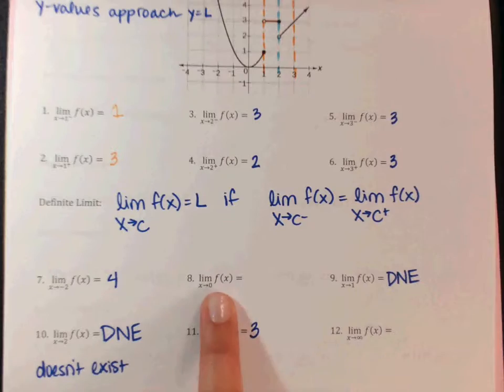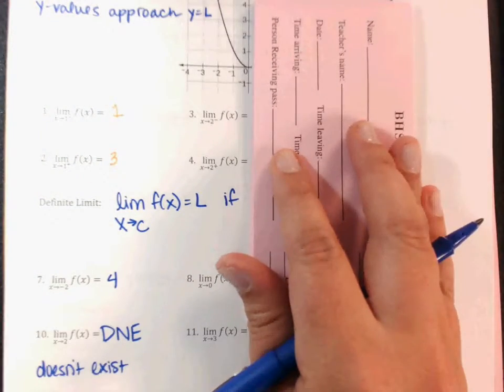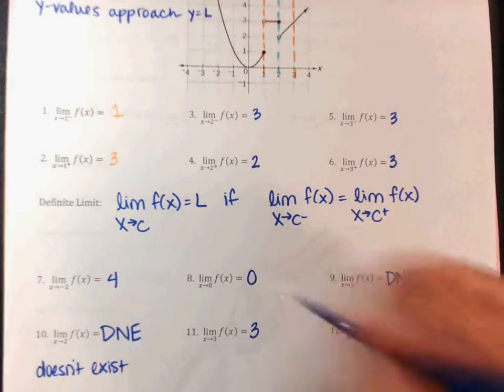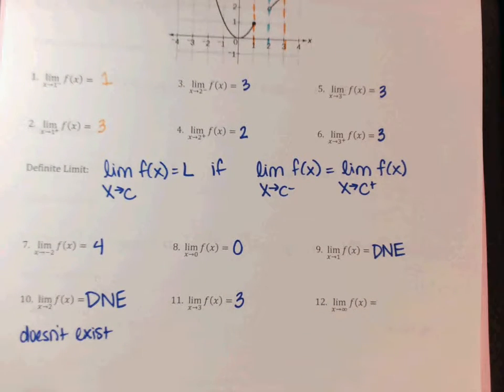Okay, next one, x approaching 0. If I cover this side of the graph, what's my y value? What about this side of the graph? Were they the same? Yes. And it's 0. Okay, last one's kind of tricky, but it's not if you understand what the limit is. What is x approaching? Infinity.